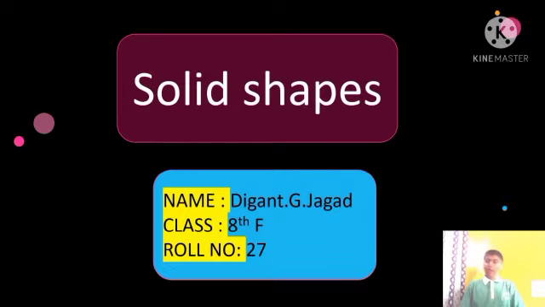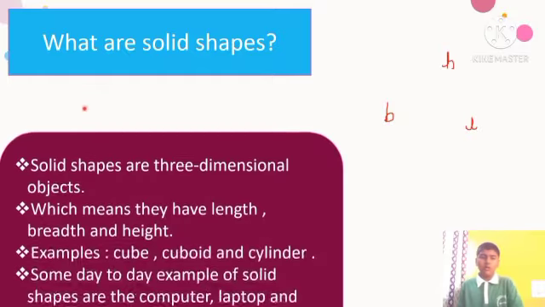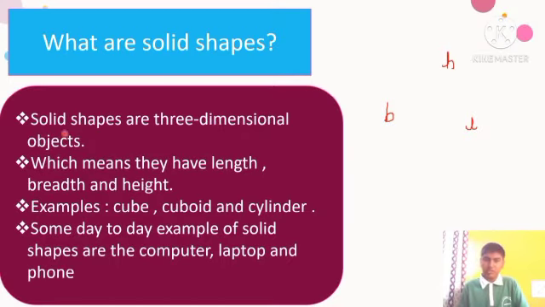So, my topic is solid shapes and the cylinder. So, what are solid shapes? Solid shapes are three-dimensional objects, which means they have breadth, length, and height. Examples are cube, cuboid, cylinder, cone, sphere, prism, pyramid, etc. Some day-to-day examples for solid shapes are computer, laptop, and phone.